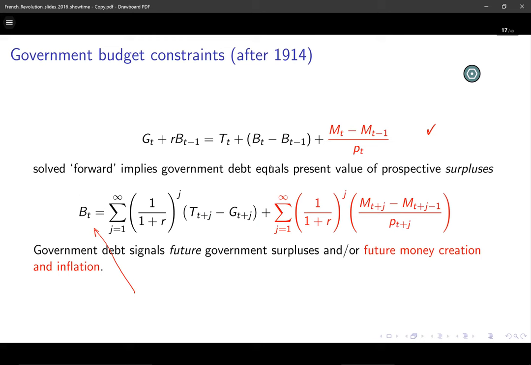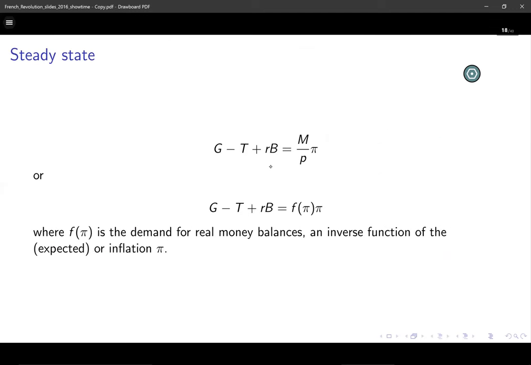Okay, so now I'm going to go over the following quickly, I think. I'm going to take exactly this equation and impose a steady state. Let me tell you what we mean by a steady state. I'm going to set G_t equal to G, T_t equal to T, and B_{t+1} equal to B_t equal to B. So I'm just going to roll over the debt. Now, what am I going to do about M?